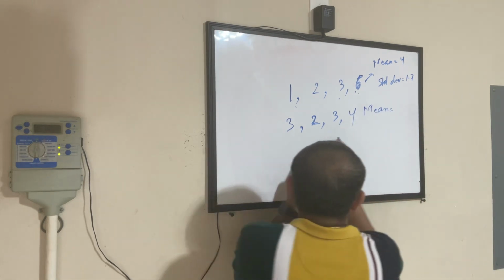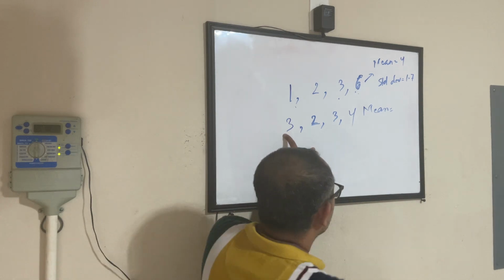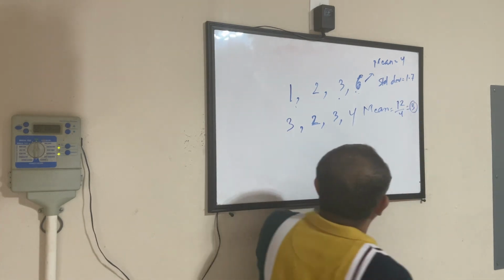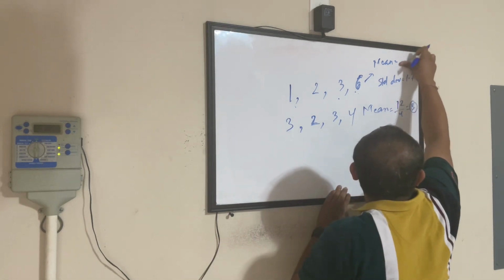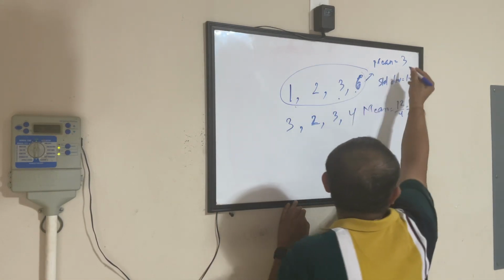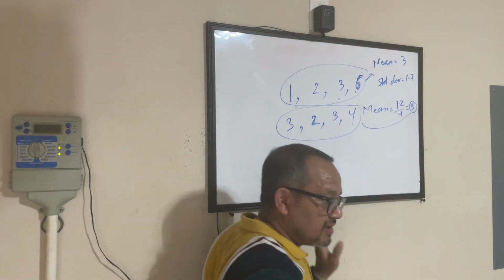In this case, how much is the mean? 4 plus 3, 7 plus 2, 9 plus 3, 12 divided by 4. So, my bad again. This set has a mean of 3. This set has a mean of 3 as well. Correct? You will agree?